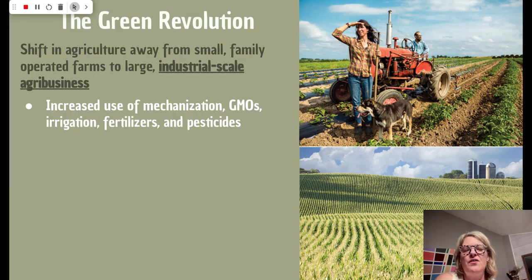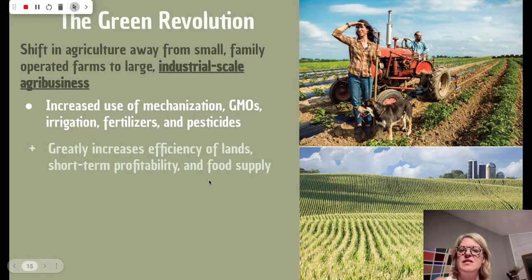This not only involved mechanization, but it involved something called a GMO, or a genetically modified organism, or a genetically modified crop, a GM crop. It also involves increased use of irrigation, of fertilizers, and of pesticides. So we're going to talk about each of these and what impacts those had on agriculture.